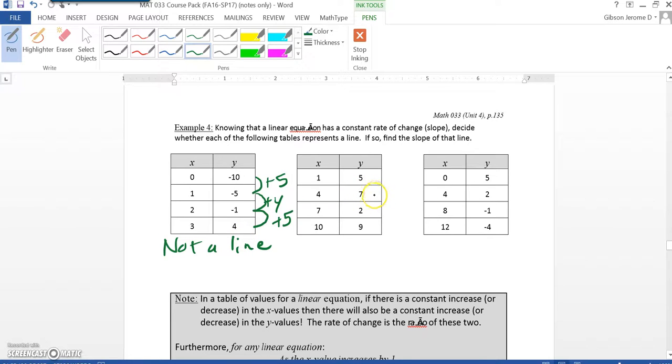Now next we come here. Now if you notice here, the x's are going up by 3, because from 1 to 4 is a positive 3, from 4 to 7, so I write that this is plus 3, this is plus 3, and this is also plus 3. So your y value should be consistent as well, because all of these are going up by the same amount. From 5 to 7 is plus 2, 7 to 2 is negative 5, and 2 to 9 is 7. So we know this is not a line.